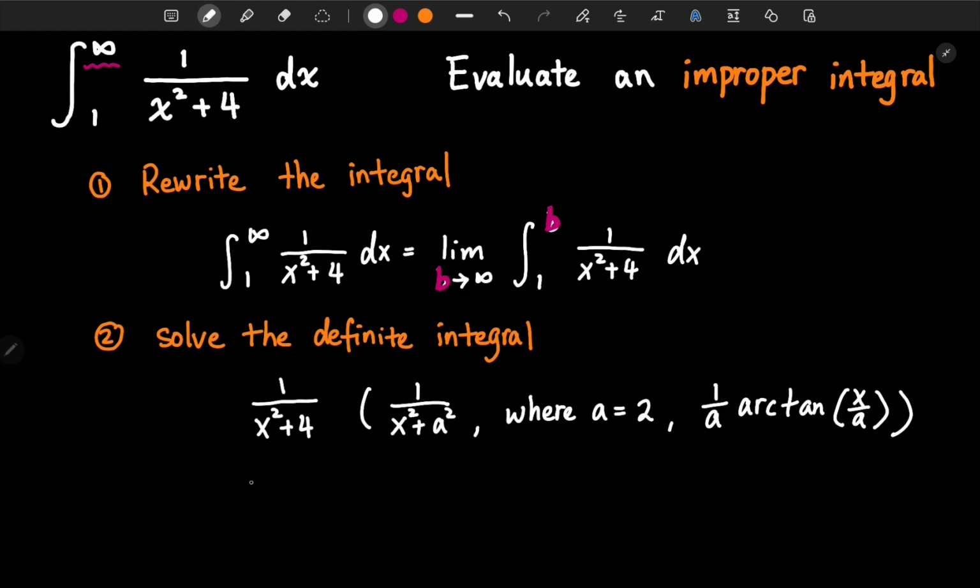Based on this equation, we know the integral of 1 over x squared plus 4 dx, the solution for that is going to be 1/2 arc tangent x over 2 plus c.